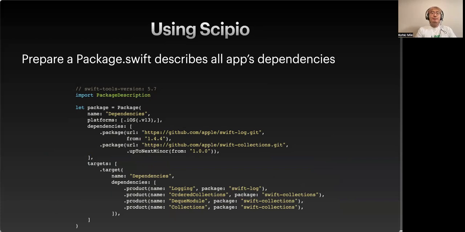Let's take a look at the practical workflow for using Scipio. First, prepare a package manifest that describes the list of dependencies you want to integrate into your application. It's described in Package.swift. In the usual integration with Xcode, the package manifest is written in the GUI on the Xcode project. But in this workflow, you have to prepare an empty Swift package that describes the dependencies.